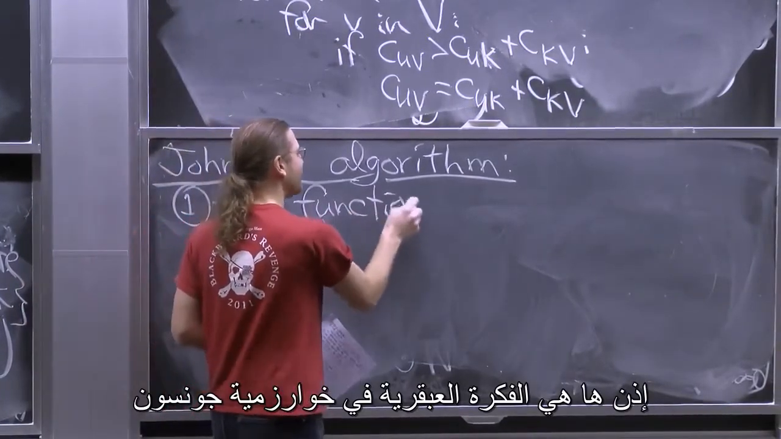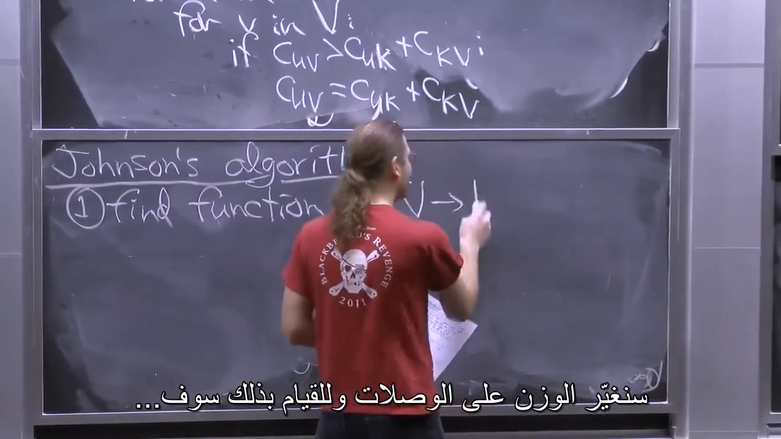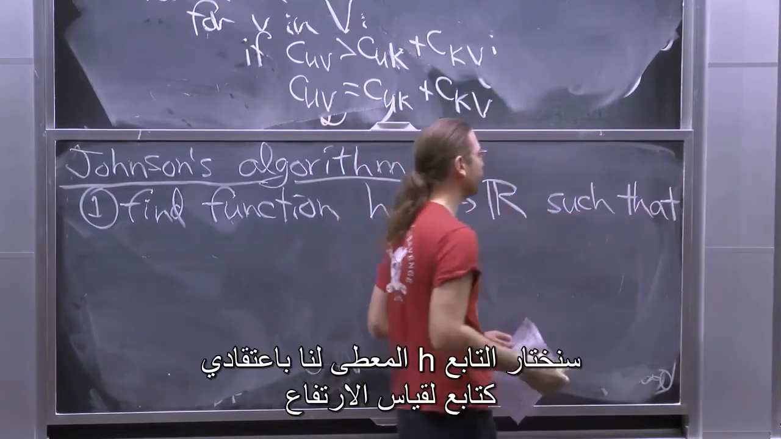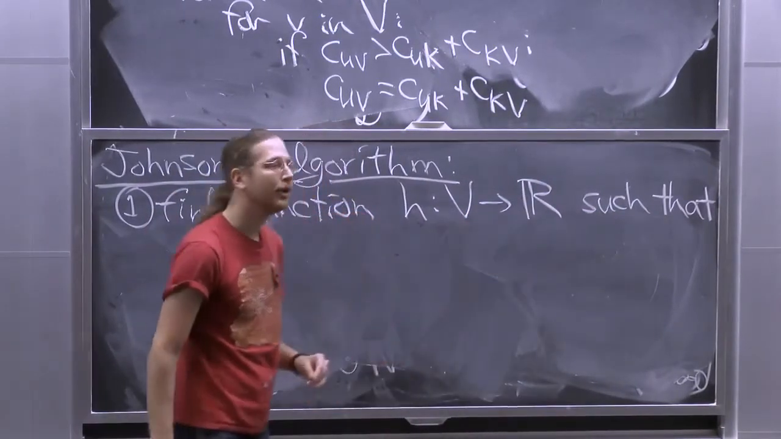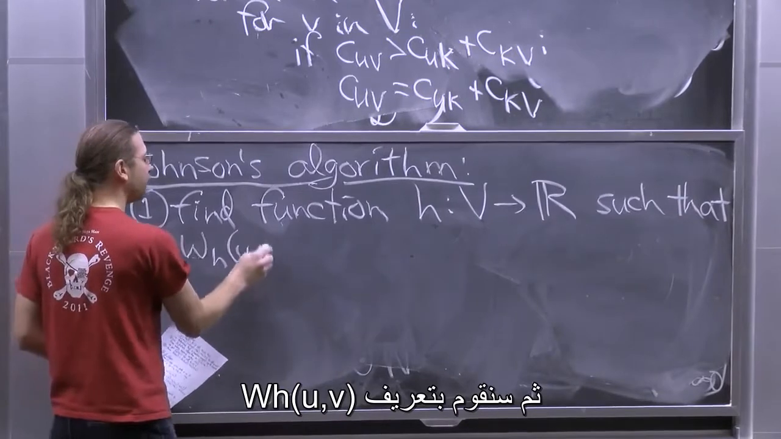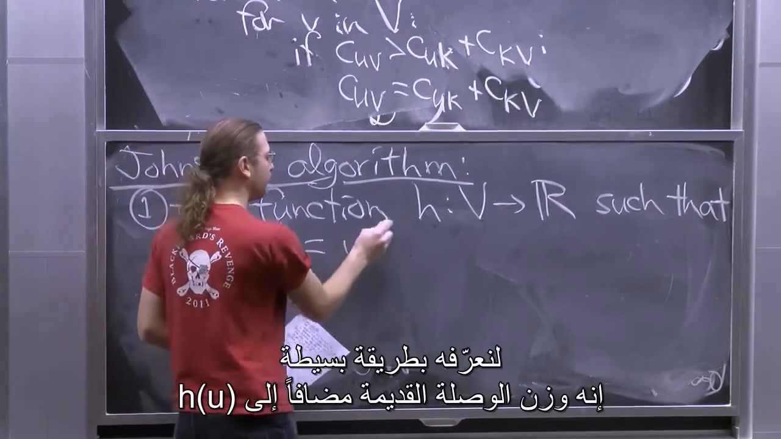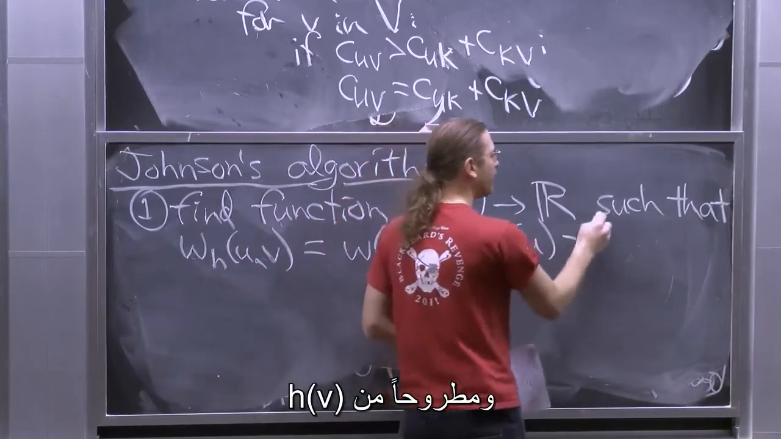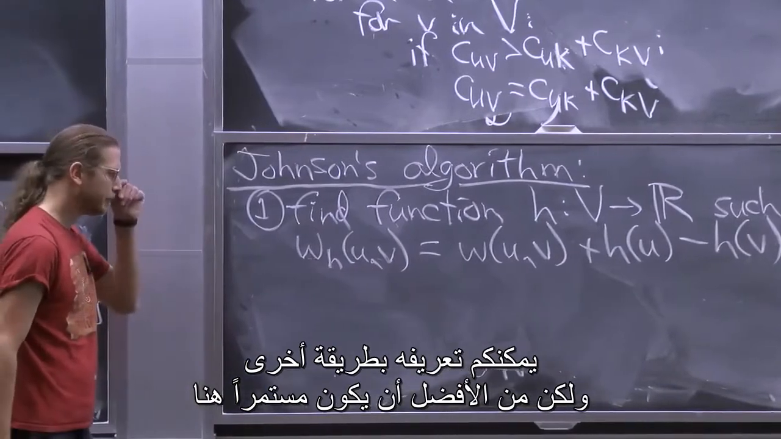So here's the crazy idea in Johnson's algorithm. We're going to change the weights on the edges. And to do that, we're going to assign weights to vertices. We're going to choose a function h, think of it as a height function, I guess, that maps vertices to real numbers. And then we're going to define w sub h of (u, v). This is a new way to think about edge weights that depends on h. It's defined in a simple way: it's the old edge weight plus h of u minus h of v. You could define it the other way, but it's better to be consistent here.